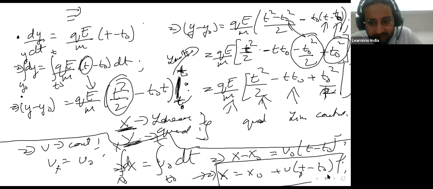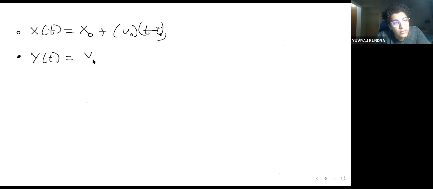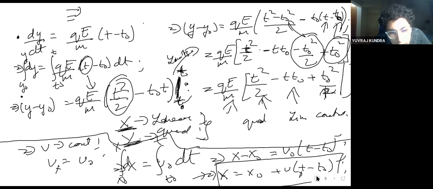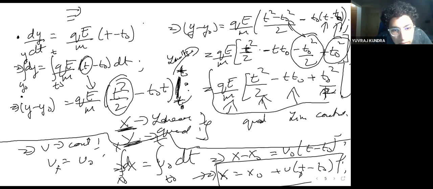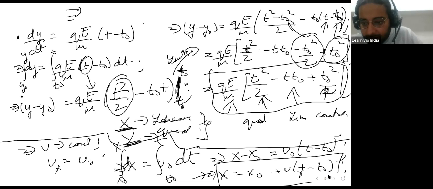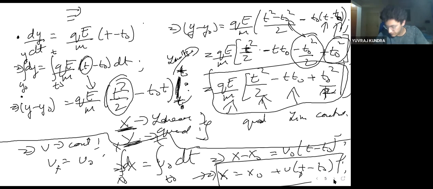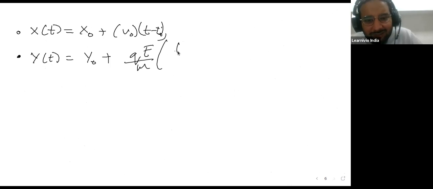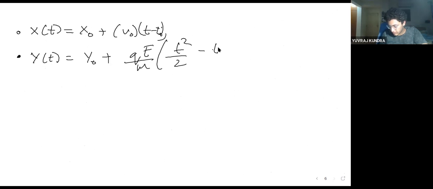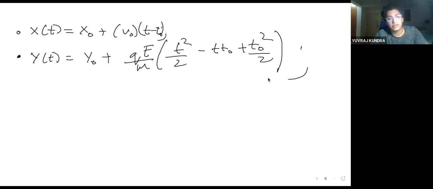So it's equal to y naught plus... Where is this? Y is a function of t, no? This thing. Can you just tell me this equation on the next page? So tell me what it is. Q E over m, t square by 2 minus t naught t, plus t naught square over 2. Yes, this is what it was.